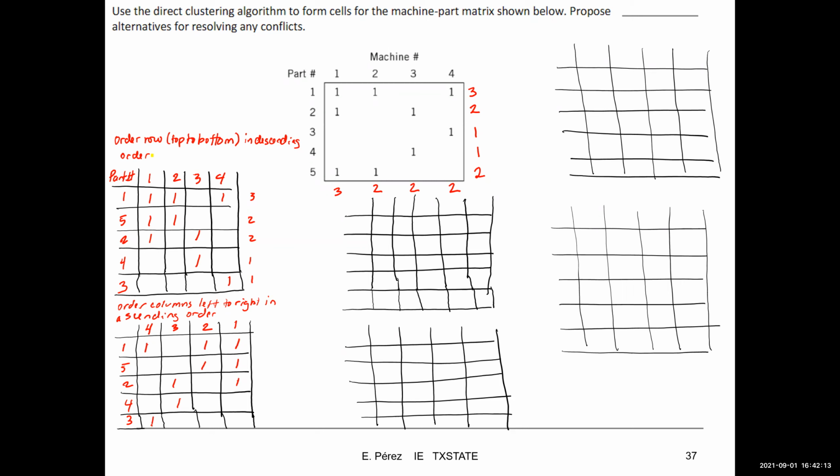Totals here will be 2, 2, 2, and 3. Left to right, ascending order. Remember that the ties are broken using the index of, in this case, the machine number. So that's why 4 goes first, 3 goes next, and 2 goes next.